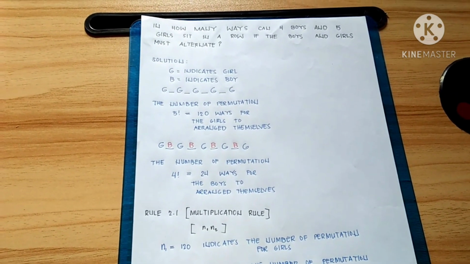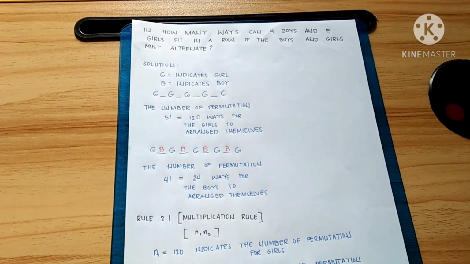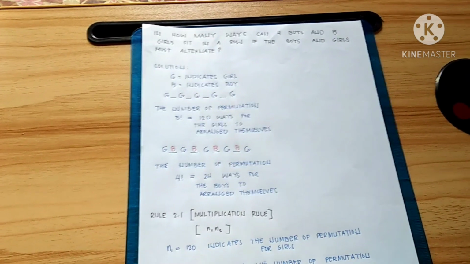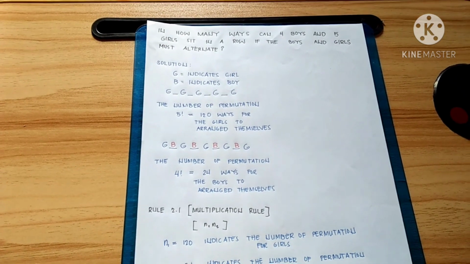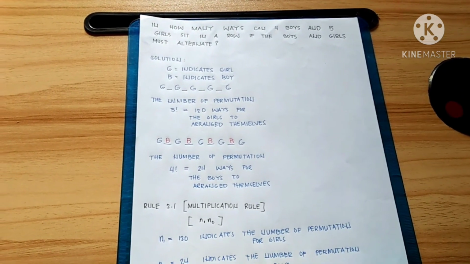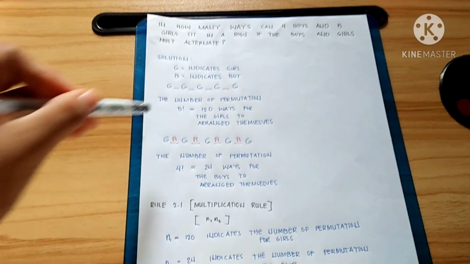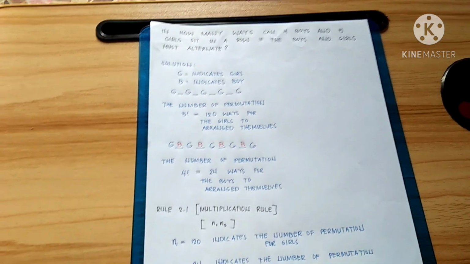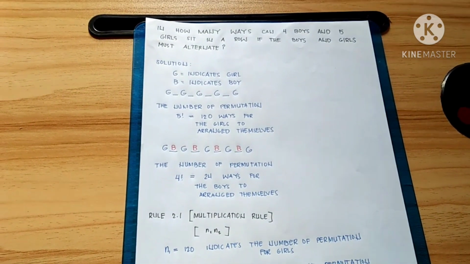Analyzing this, the first thing we need to do is place the girls in their places in a row, just like this. I leave some spaces in between because the arrangement must alternate, so the spaces will be filled by the boys later on. The number of permutations of these 5 girls is 5 factorial, which equals 120, which means there are 120 ways for the girls to arrange themselves.